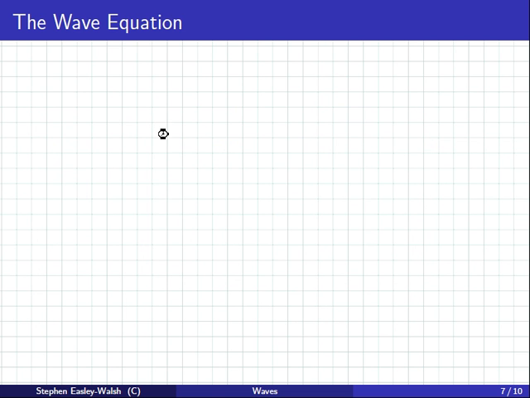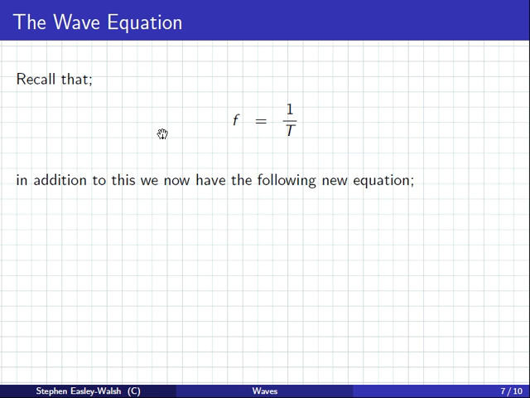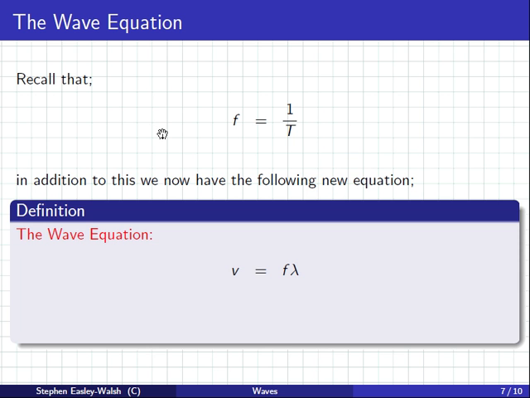Now, we have some equations. Some of them you know already. Zach, you mentioned one of them. F is 1 over T. But we now have a new equation called the wave equation, and that is V equals F lambda.